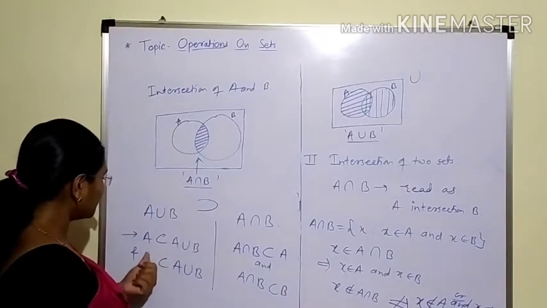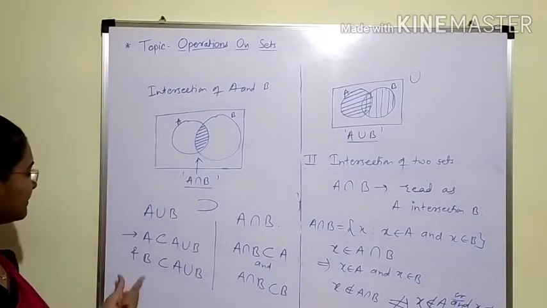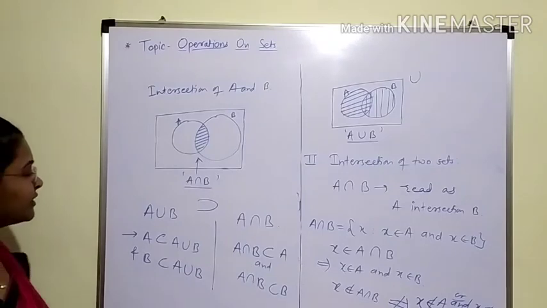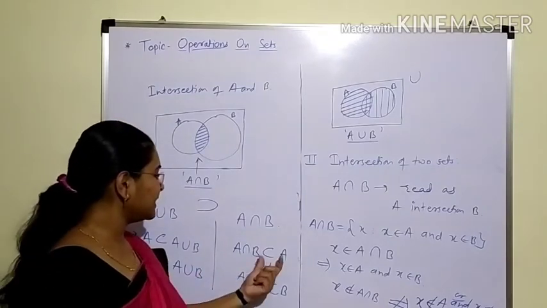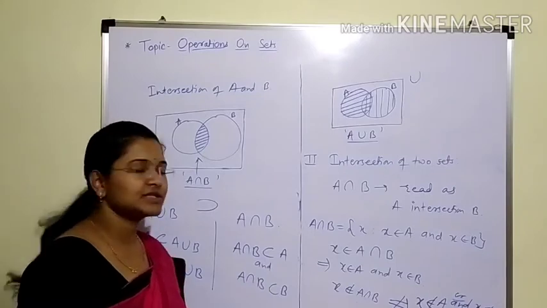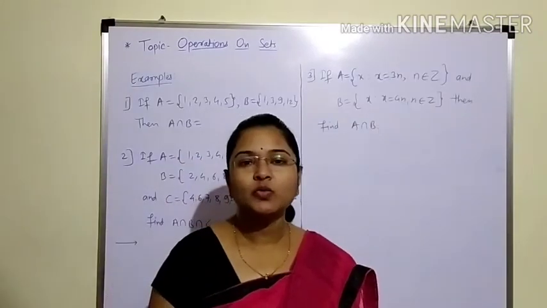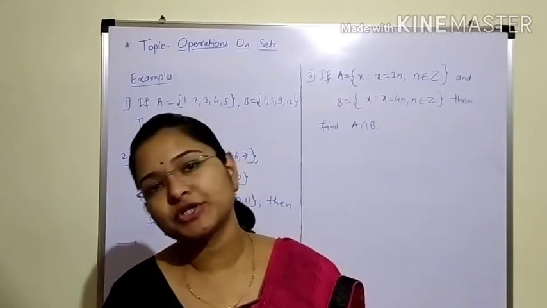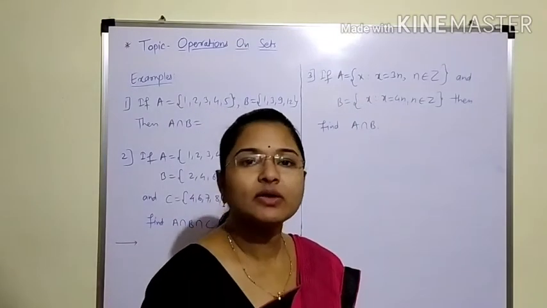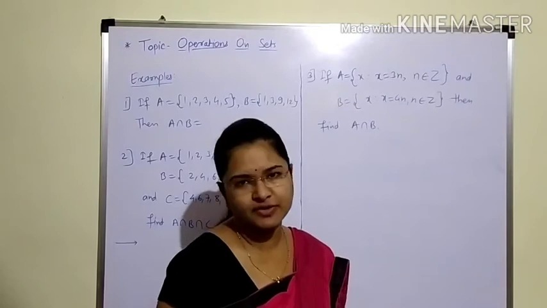So you should know A is a subset of A union B and B is a subset of A union B. Here A intersection B is a subset of A and A intersection B is a subset of B. Understood? Now we'll see some examples on operations of any two sets. Two or more than two also we can consider.